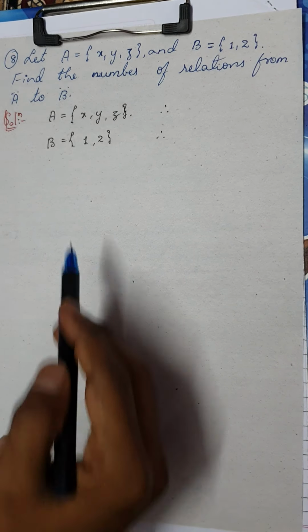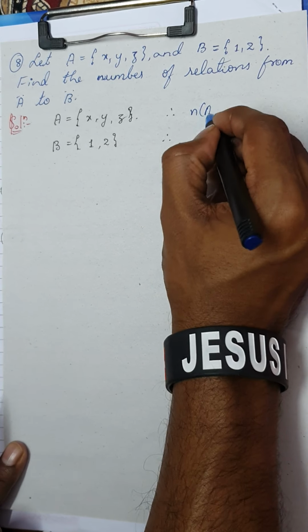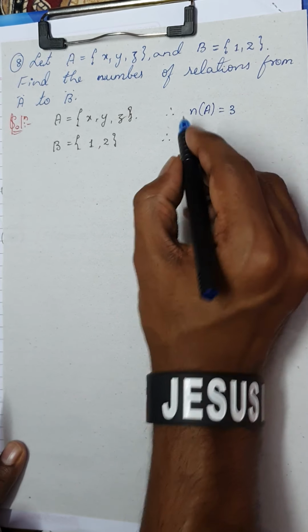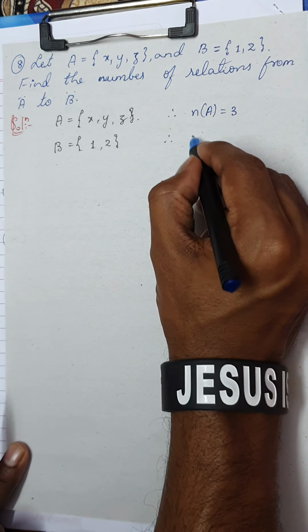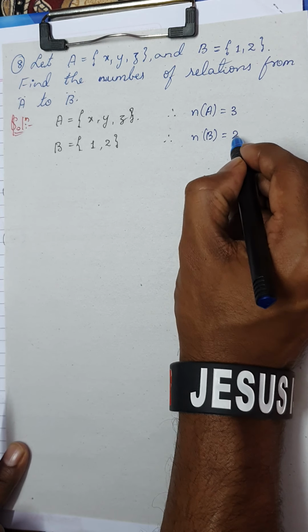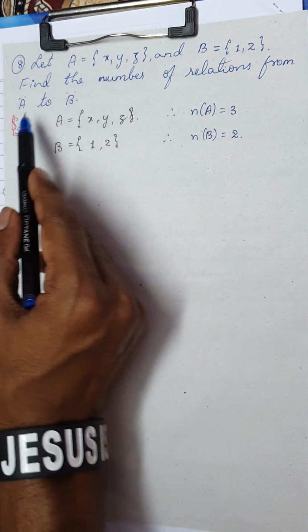So you can see here A is equal to the set {x, y, z} containing the elements. So you can easily say n of A, the number of elements in A, is 3. Okay, so B has the elements 1 and 2. That means the number of elements in the set B is 2. Now he is asking you to find the number of relations from A to B.